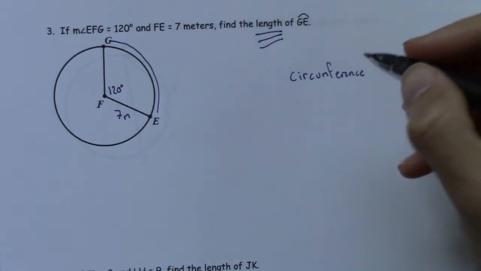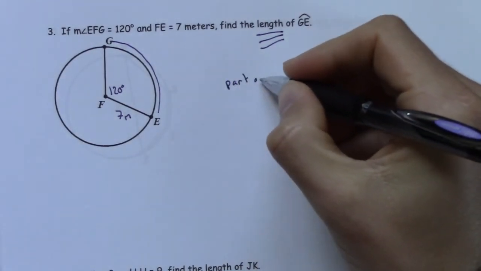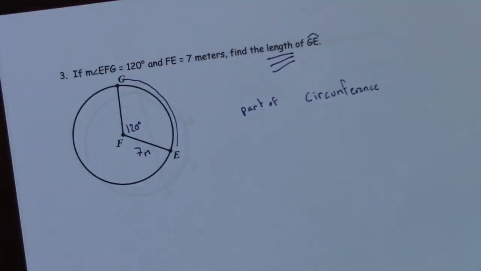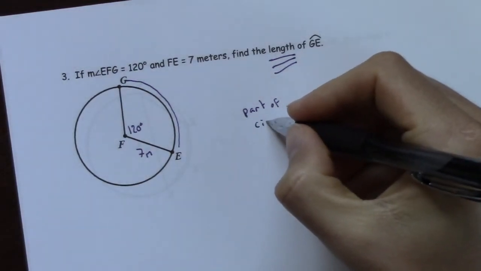So if we put that together, we want to know the part of the circle. I know. Oh, you saying hi? Yep. Not on the desk. I'm sorry. Part of the circle.